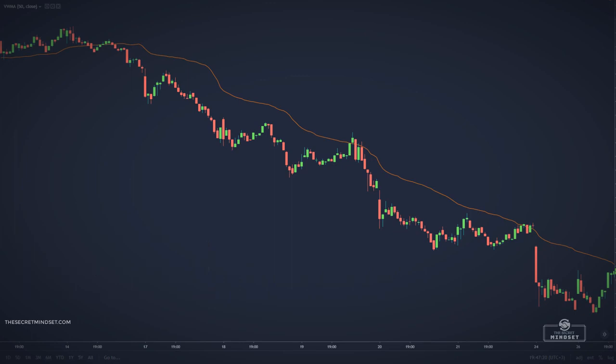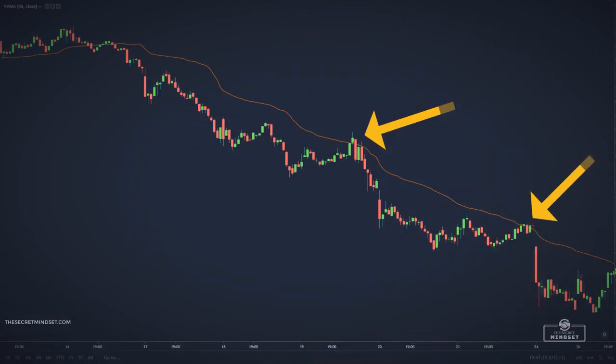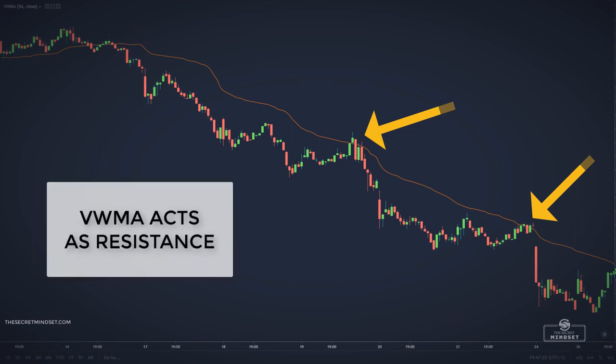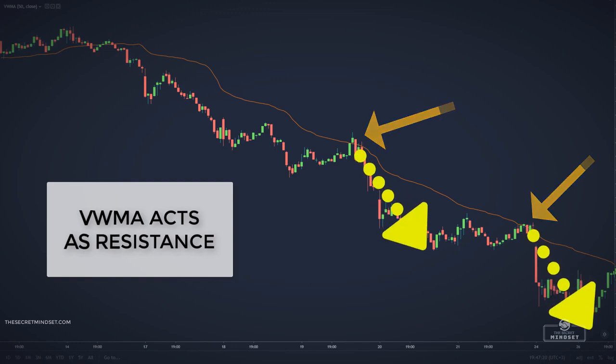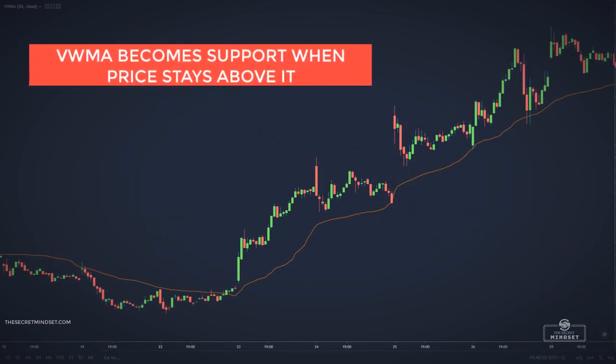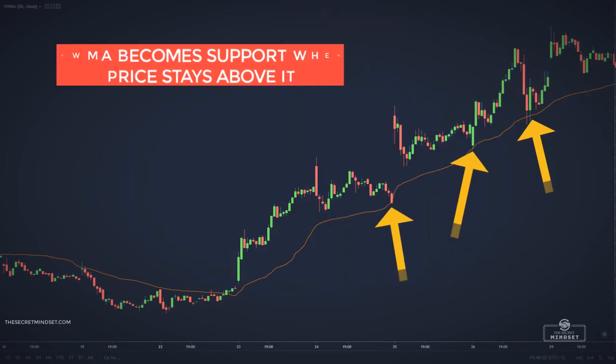As price stays below the volume-weighted moving average several times, it shows high selling pressure in the market. As the price finds it hard to break through, it means that the sellers are stronger than buyers. The volume-weighted moving average above the price becomes a resistance and price is likely to bounce back, offering short opportunities. Likewise, when a price stays above the weighted moving average, it becomes a support and therefore is likely to bounce back, offering buy opportunities.